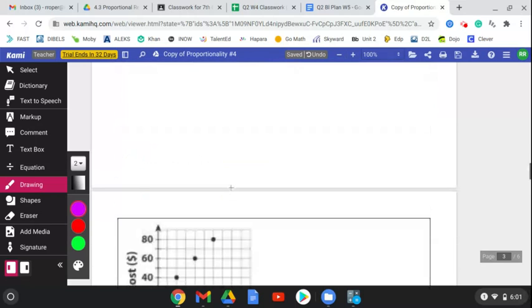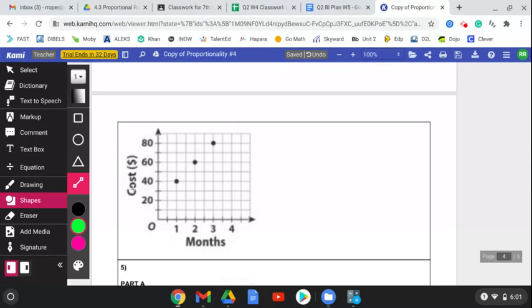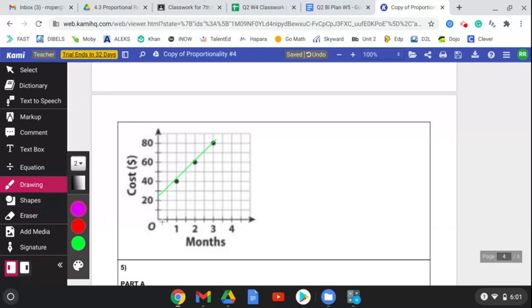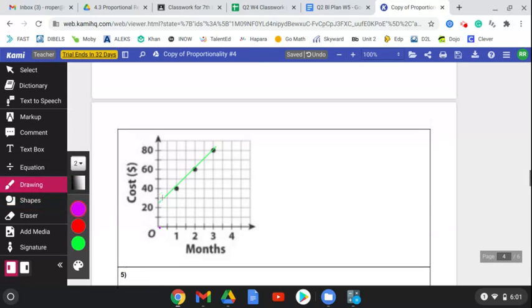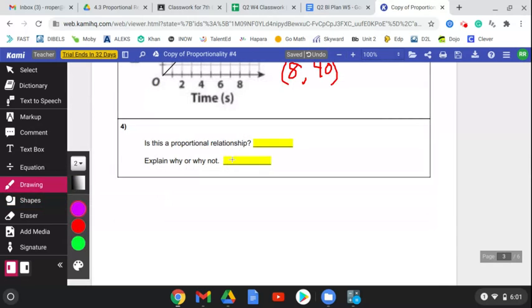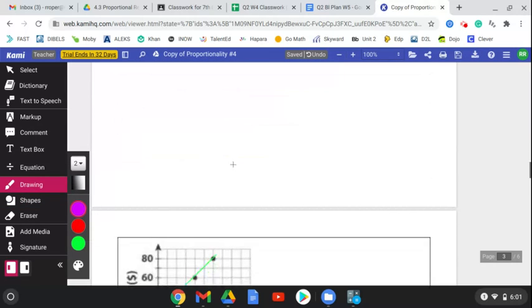Number 4, is this relationship proportional? If I connect these with a straight line, does the line pass through the origin? No, it doesn't, right? Right here is the origin, and so no, this is not a proportional relationship. What's the explanation? It does not pass through the origin. That is the explanation.